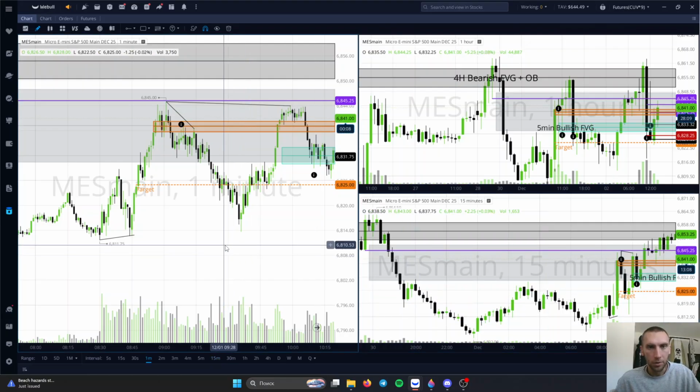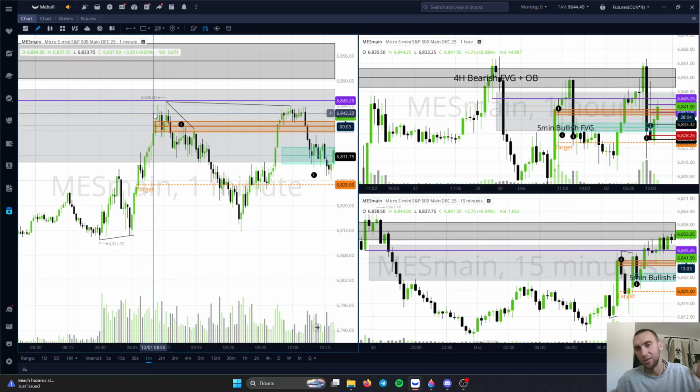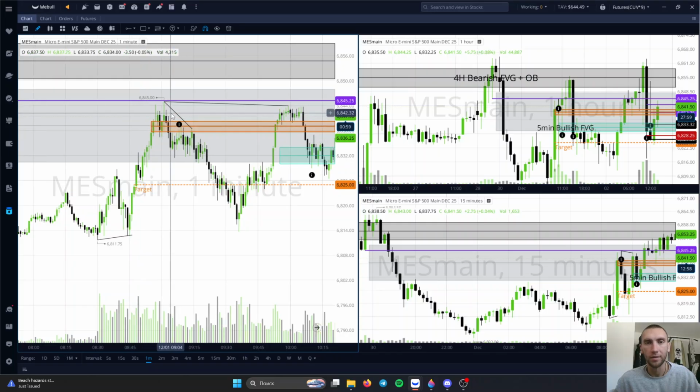So looking at the 1-minute chart, we tagged into my zone of interest, this bearish fair value gap, created a displacement and break of structure, and basically it was a bullish fair value gap that was violated by a bearish fair value gap. So it had been completely disrespected. We retested it and we went short. That was my initial target. I had only one contract and it played out.